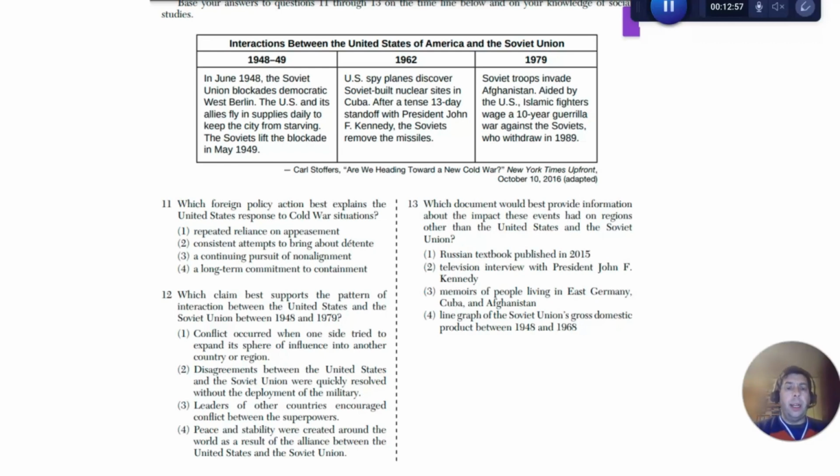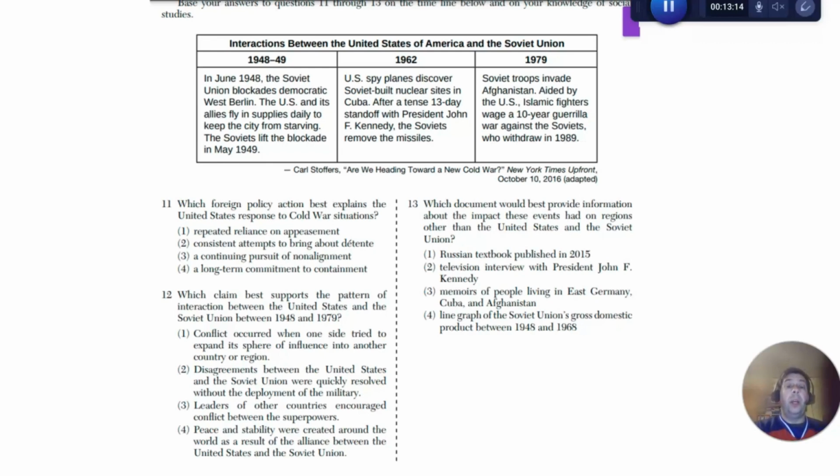So which supports it? Conflict occurred when one side tried to expand its sphere of influence into another country or region? Maybe. That could be it, right? The Soviets want to control West Berlin. The Soviets put missiles in Cuba. The Soviets invade Afghanistan. So that one could be it.